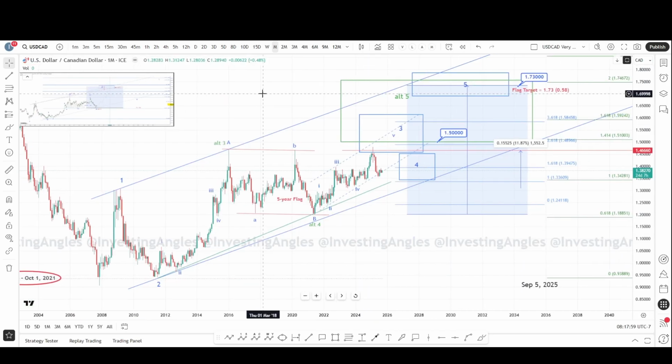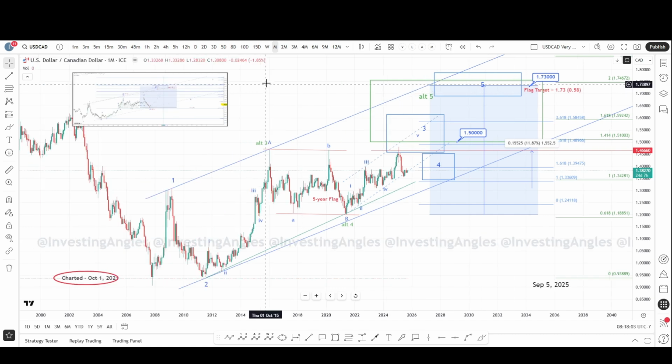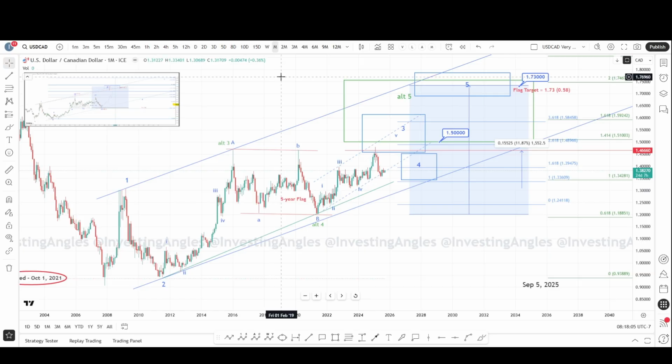And the chart remains the same. We are not changing it for practically 4 years. This is just adding more details to it. So this is the perspective for US Canadian dollar pair.